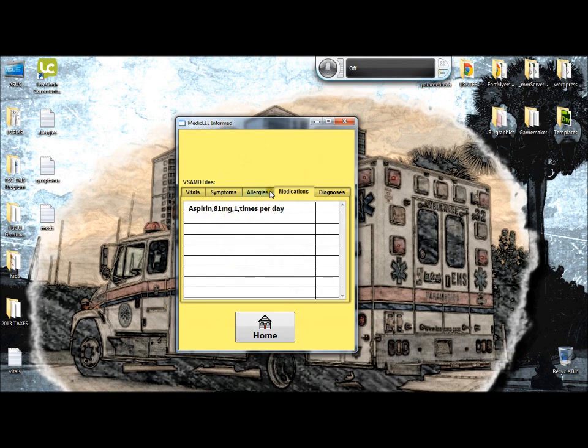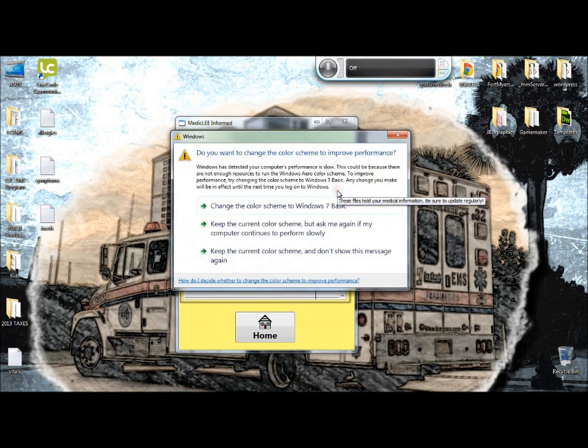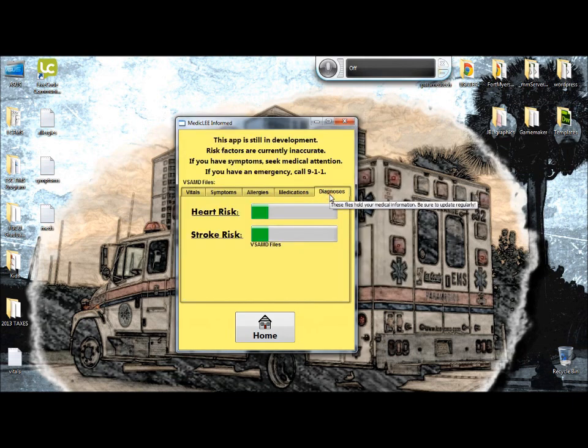And then the future goal is to use all this and develop an algorithm taking into account age and vital signs and medications, everything. And it'll have a very easy to interpret bar chart with heart risk and stroke risk, so people can understand if they are at risk for that, and hopefully it'll encourage them to seek medical attention sooner.